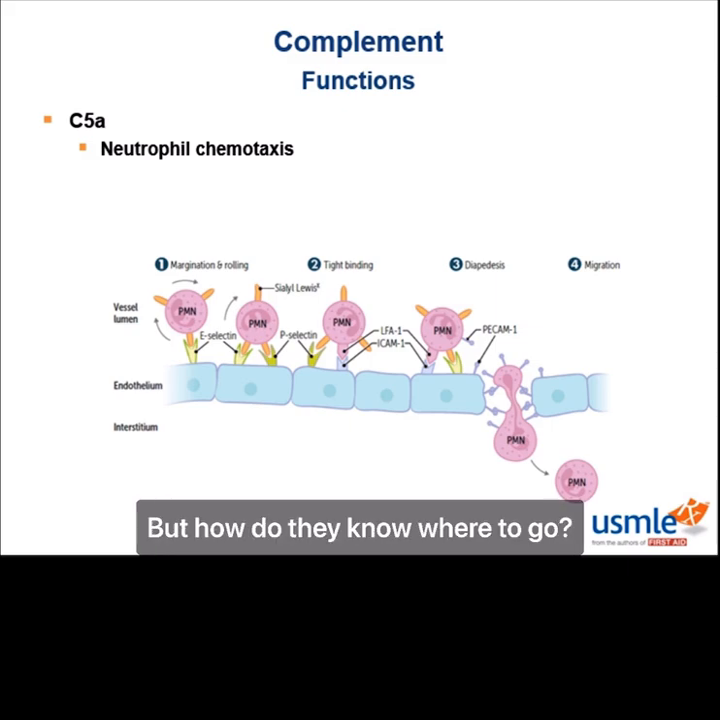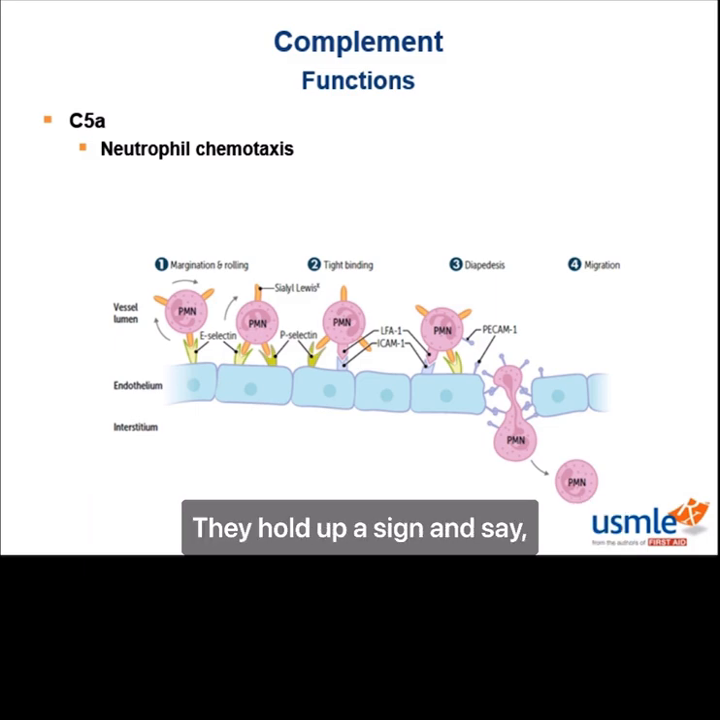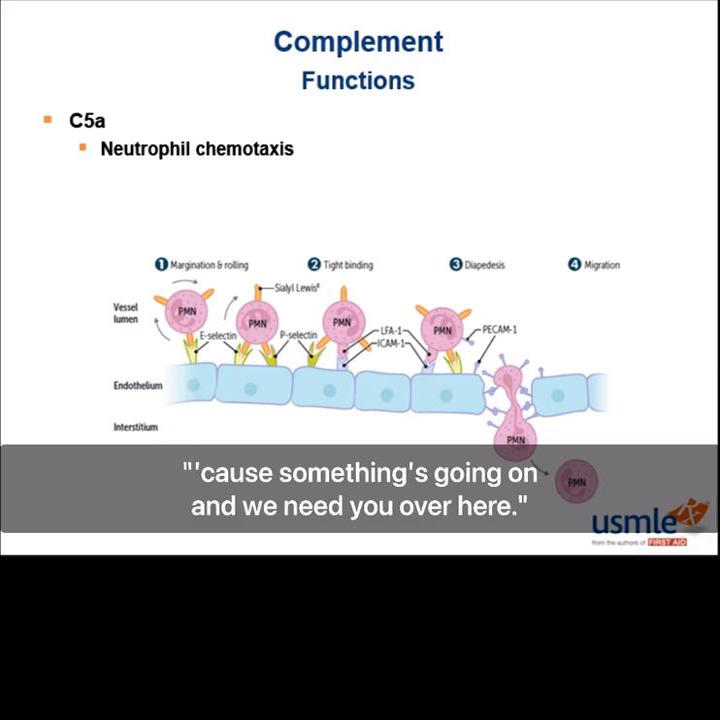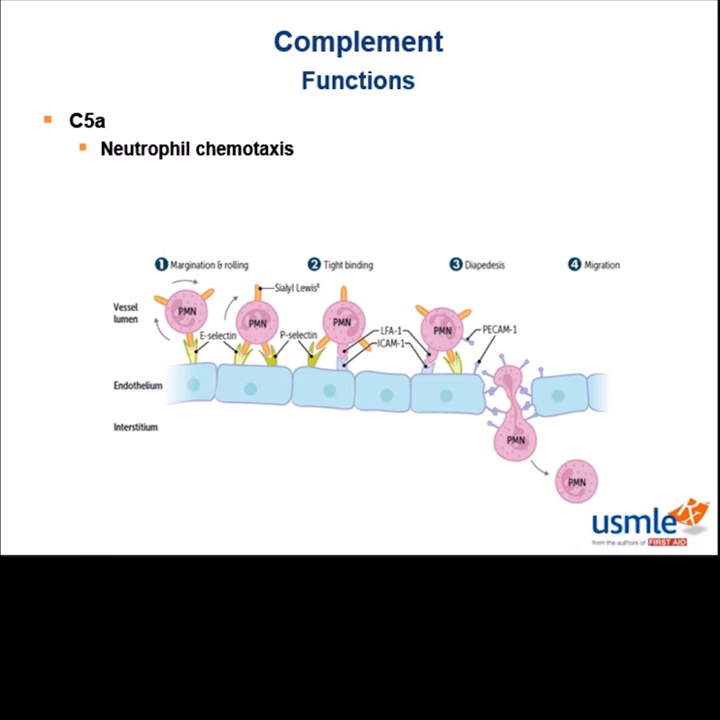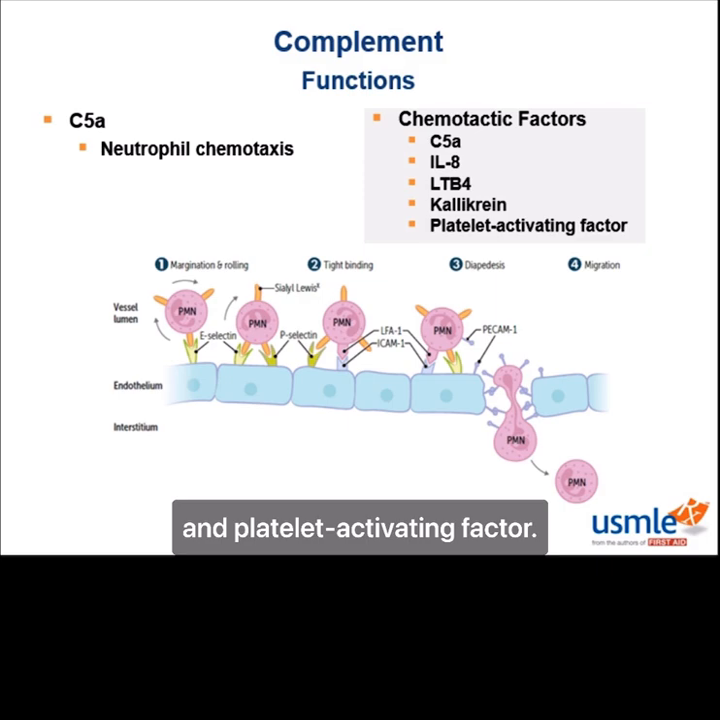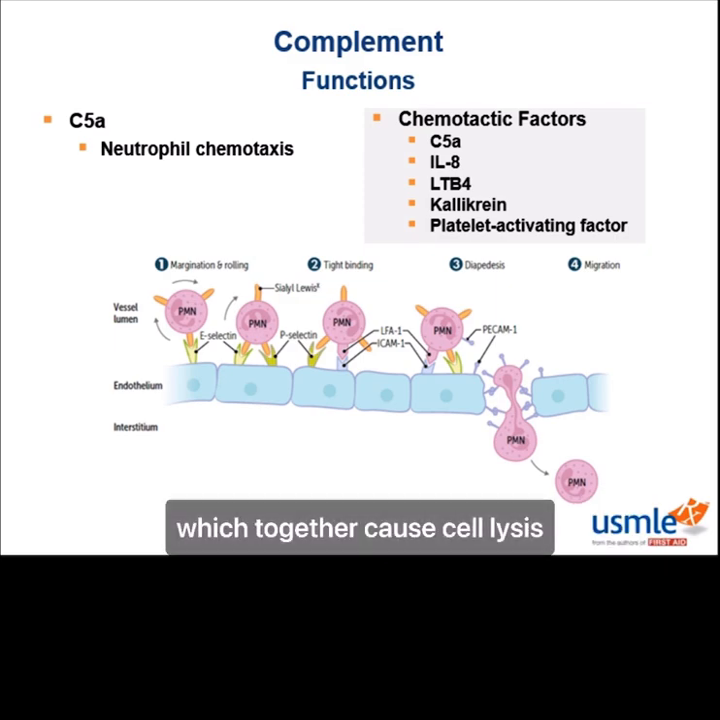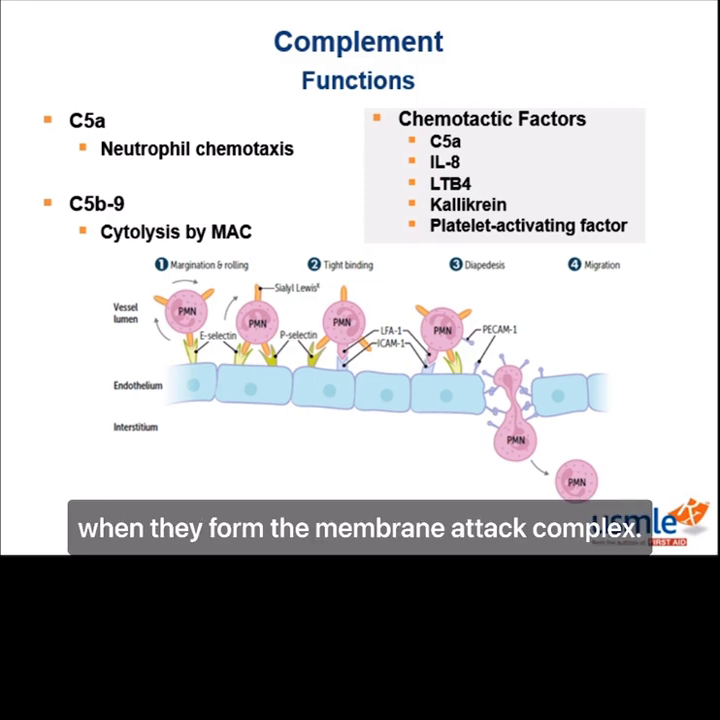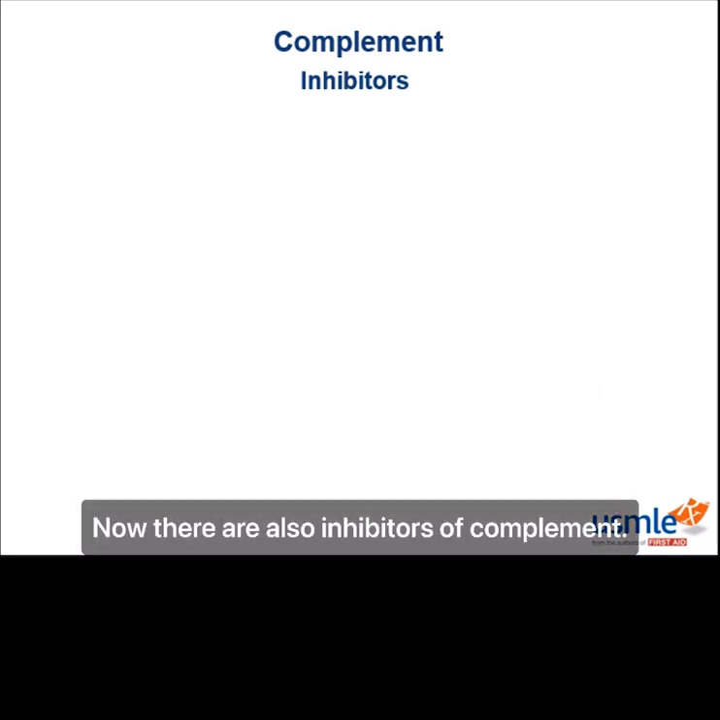But how do they know where to go? Well, that's what chemotactic factors are for. They hold up a sign and say, hey, neutrophils, there's inflammation because something's going on and we need you over here. Can you name any additional chemotactic factors you may have previously learned? You're right if you said IL-8, leukotriene B4, kallikrein, and platelet activating factor. And let's not forget about C5b, C6, C7, C8, and C9, which together cause cell lysis when they form the membrane attack complex.